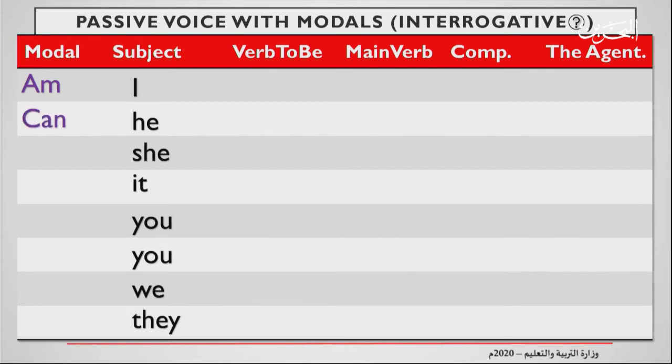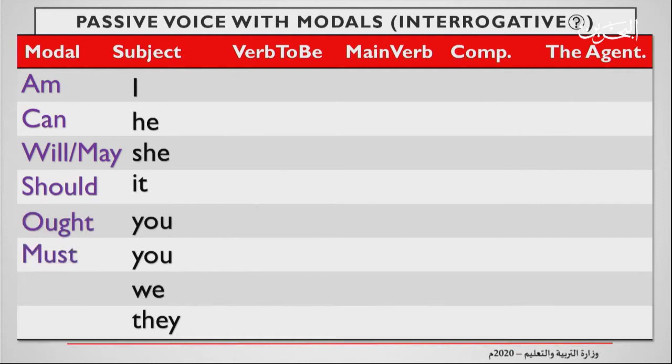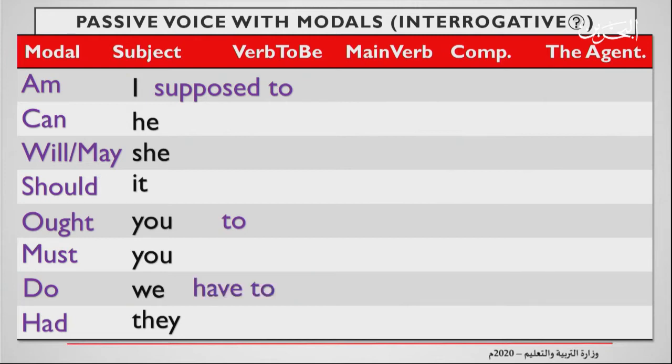So, am I, can he, will she or may she, should it, ought you, must you, do we, had they, and then I complete the modals after the subjects. So I say, am I supposed to? Can he, will she, should it, ought you to, must you, do we have to, then had they better. You see? In building the questions, I had to separate the modals like this.